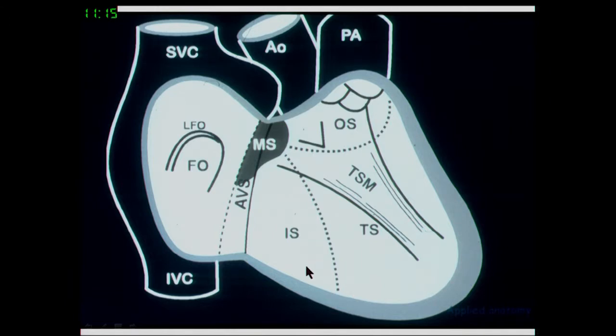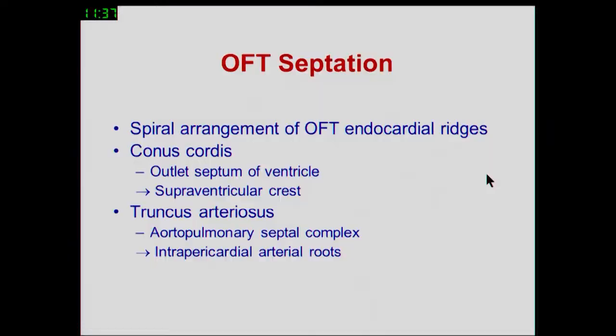The inlet portion is formed by fusion and myocardialization of the AV canal endocardial cushion tissue, and the outlet septum is formed by fusion of the outflow tract endocardial ridge. So later, I will talk about the outflow tract septation in more detail. The outflow tract is composed of the conus cordis, which becomes the ventricular outlet portion, and the truncus arteriosus, becoming the intrapericardial arterial roots.